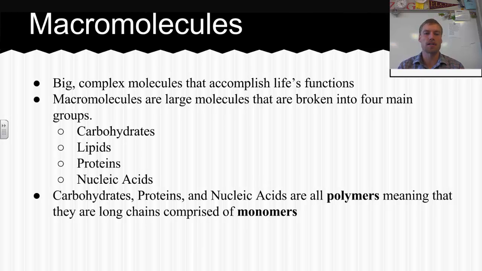These are big, complex molecules that accomplish life's functions, and they are broken down into four main groups: carbohydrates, lipids, proteins, and nucleic acids. Now, carbohydrates, proteins, and nucleic acids are a little bit different from lipids in that they are all polymers, poly meaning many, and they are composed of long chains of individual monomers.